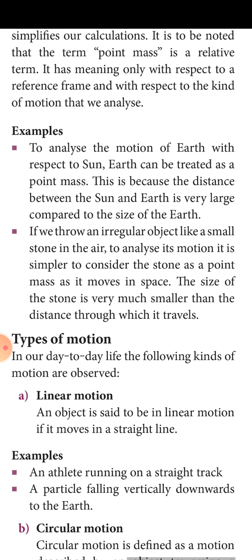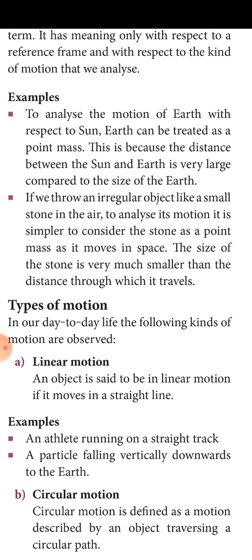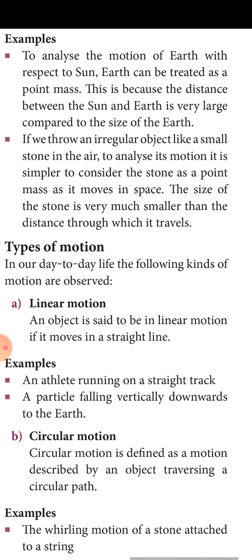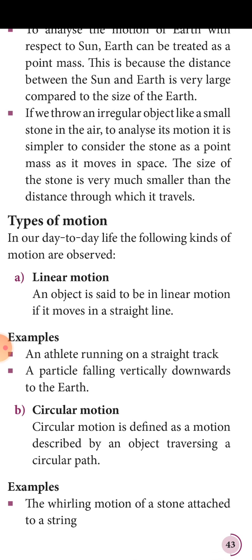For example, to analyze the motion of Earth with respect to the Sun, Earth can be treated as a point mass because the distance between Sun and Earth is very large compared to the size of the Earth. In a second example, if we throw an irregular object like a small stone in the air, to analyze its motion it is simpler to consider the stone as a point mass, as it moves in space, since the size of the stone is very much smaller than the distance it travels.